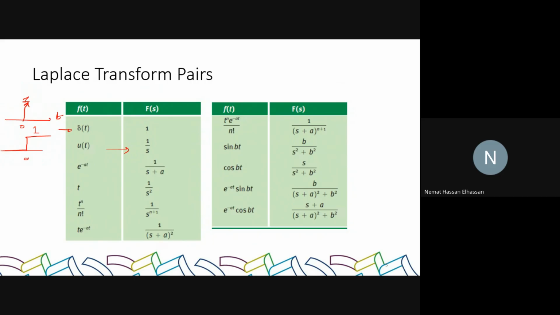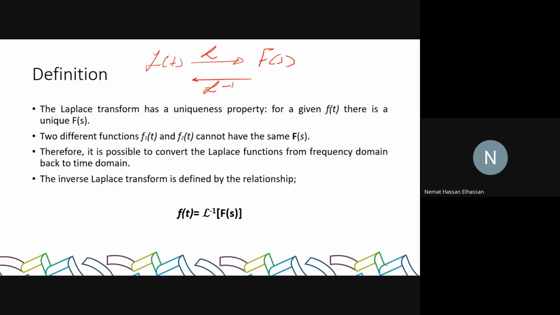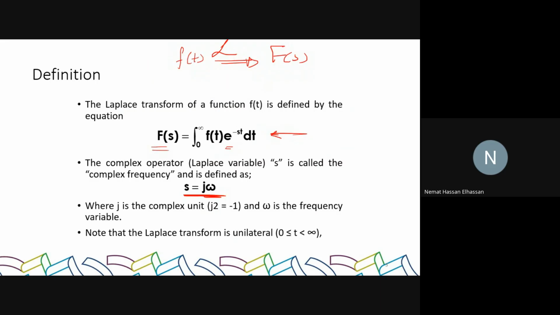And by the way, this table is very important because it will simplify for us. We will not have to do the integration. We'll just have to look at the table of the common functions, Laplace transform. So we call these the transform pairs. For every f of t, there is an f of s value. And if you know f of s, you can use the table to find out what was your original f of t, right?